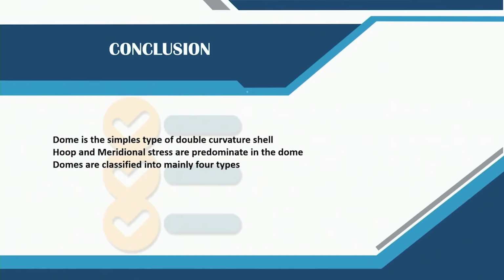These are the references. In conclusion, we must say that the dome is one of the simplest forms of double curvature shell. The hoop and meridian stresses are predominant in the dome, and domes are classified mainly into 4 types, and there may be a huge application of the dome. The next lecture will be next week in module 7, week 7, where in the 5 lectures we will discuss the tensile and the plate structure.